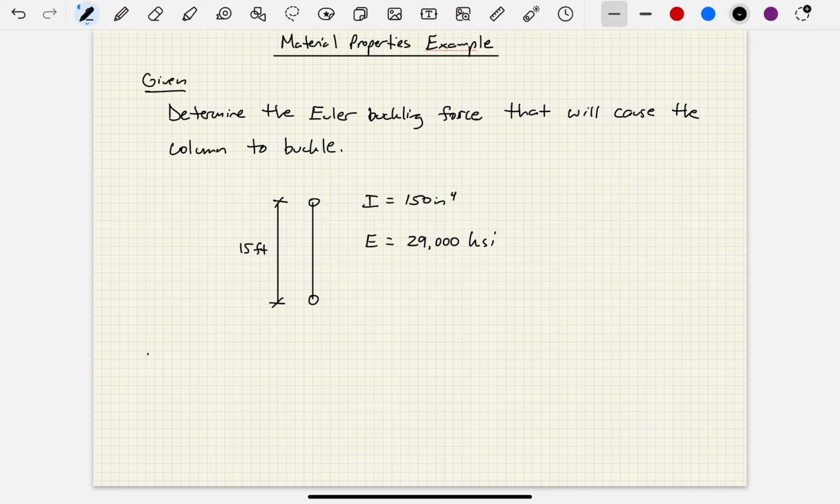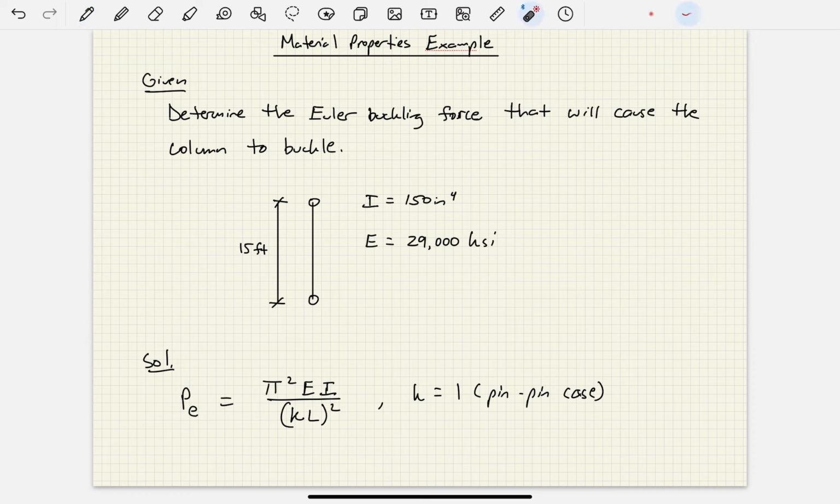If we recall from our background video, the Euler critical buckling formula that we were given is PE equals pi squared EI over KL squared. Now, for a pin-pin case, K equals 1, right? And remember, in real life, a column might not be pinned at its ends. It might have different kinds of restraints, but for the purposes of this introductory material, we're going to say we've got a pin case, okay?